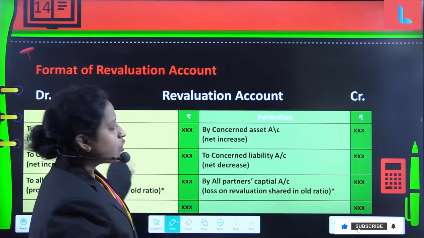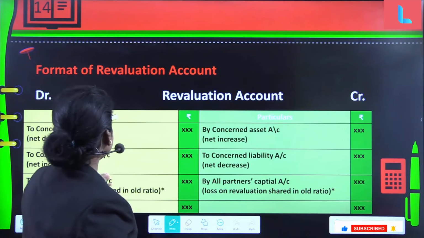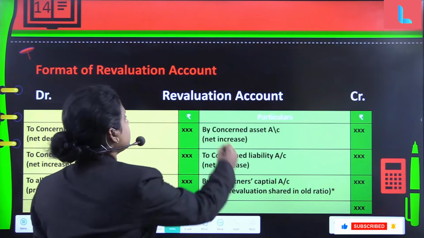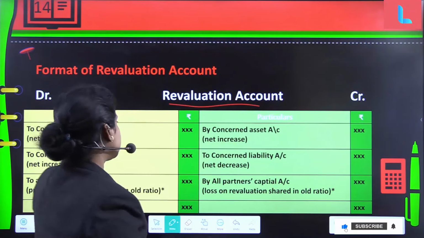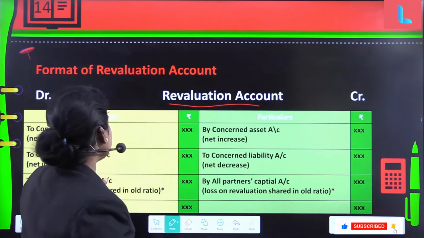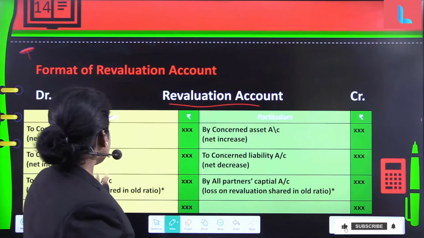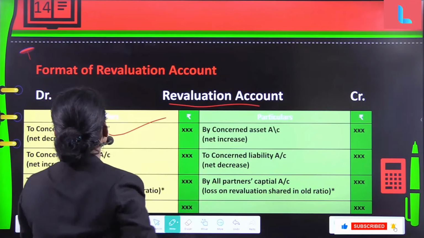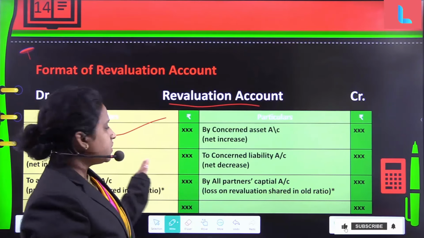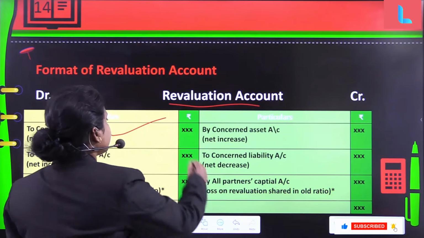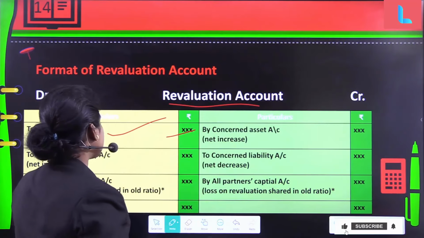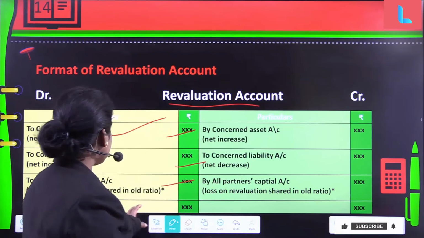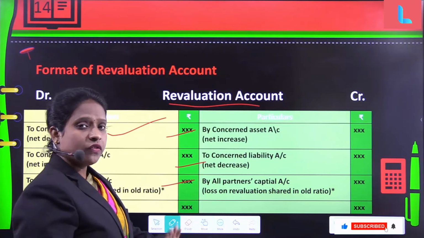Here we have a format of the revaluation account. The first basic thing is to draw the column and write the heading revaluation account, with columns for debit side and credit side amounts. On the debit side, we enter to the concerned asset account the net decrease given, to the concerned liability account, and to all partners' capital accounts, which is the profit on revaluation shared in the old ratio.